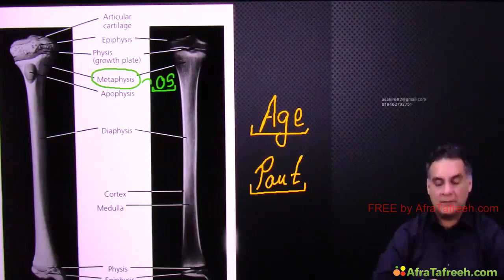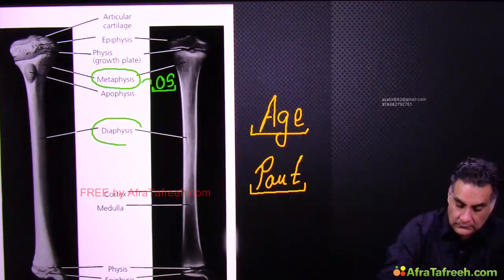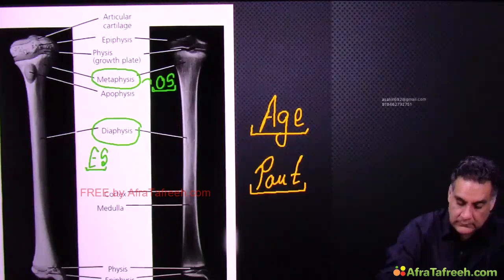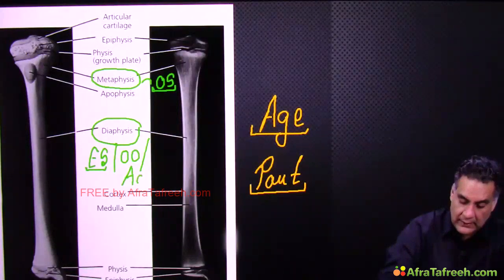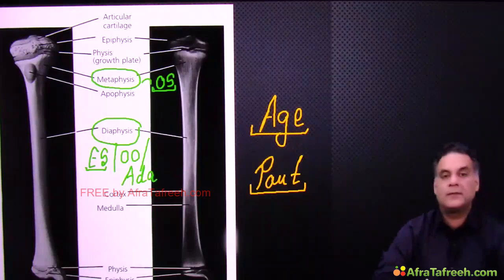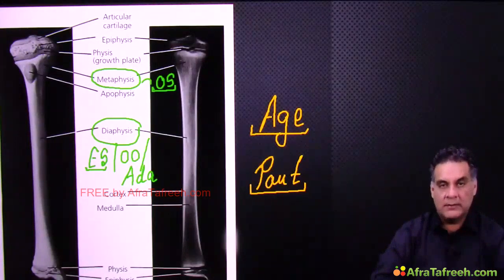osteosarcoma. Whereas in diaphysis, we will love to remember Ewing's sarcoma. We must also remember osteoid osteoma. We must also remember adamantinoma. So these are three tumors that one should remember in the diaphysis.